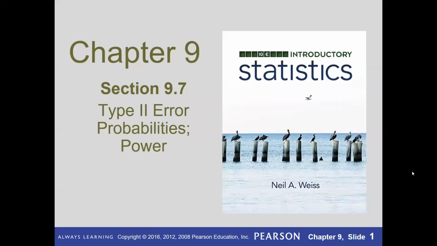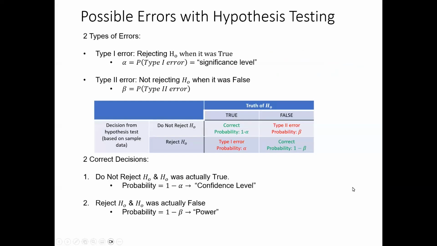Hi, this is a video on section 9.7, which is about type 2 error probabilities and power. If you recall, back in section 9.1, we talked about the types of errors that can happen in hypothesis testing, and we talked about that there's two types of errors.